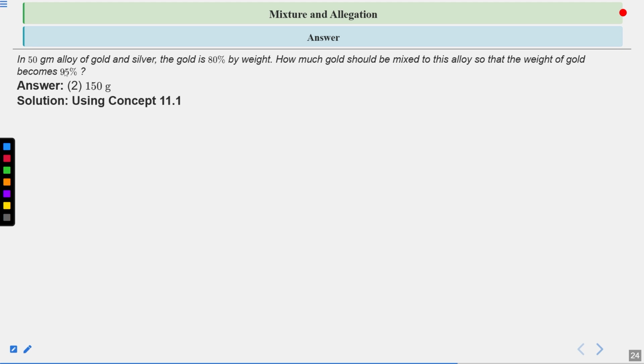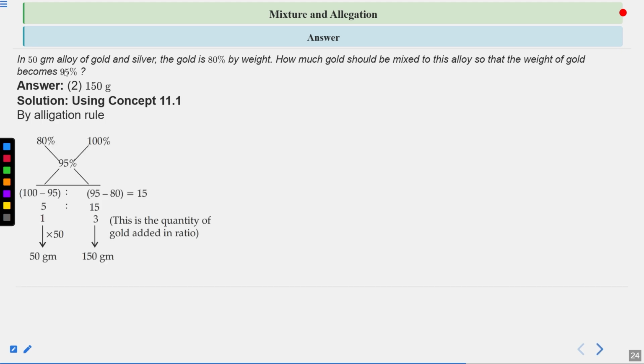Now see the detailed solution using concept 11.1 in this question. By the alligation rule, 80% gold is present, and we add pure gold, so 100% is gold. When we add it, we need the mixture to become 95% gold. When we simplify it, we get the ratio 5:15. Now we know that this 1 unit value is 50 gram.